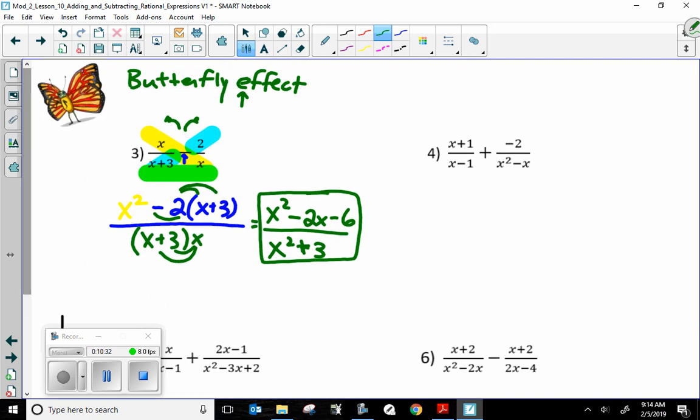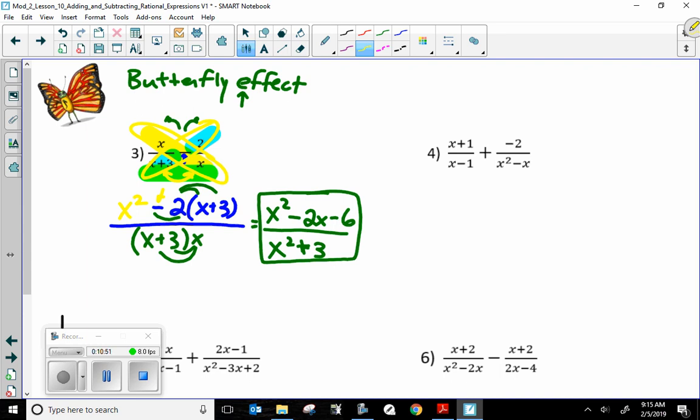That's called the butterfly effect. Remember how it starts: that way first, you keep your sign, multiply this way next, all over this, multiplying the bottoms, okay? And that actually looks more like a butterfly when you curve it like that. Okay, so that's a butterfly.